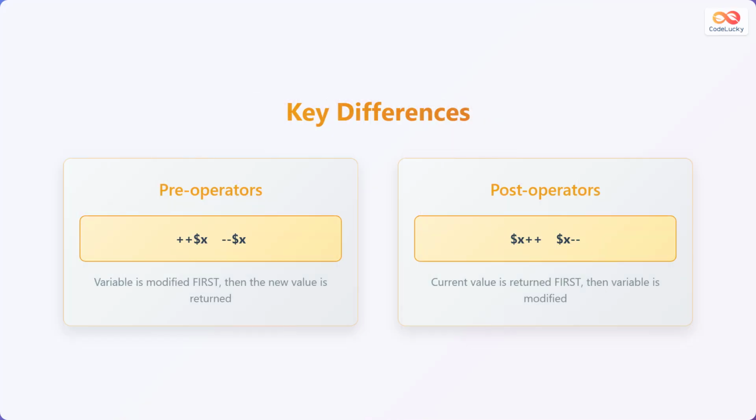Here's a summary of the key differences. Pre-operators like ++$x or --$x modify the variable first, and then return the new value. Post-operators like $x++ or $x-- return the current value first, and then modify the variable.